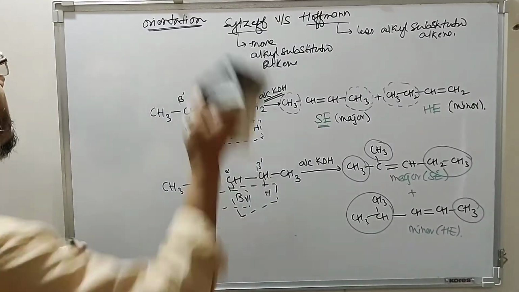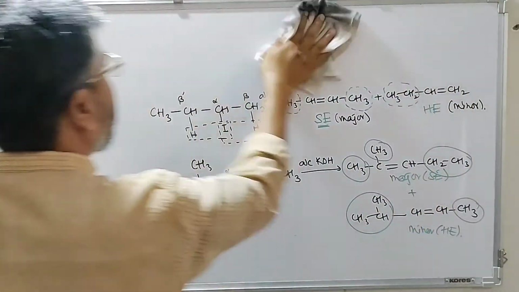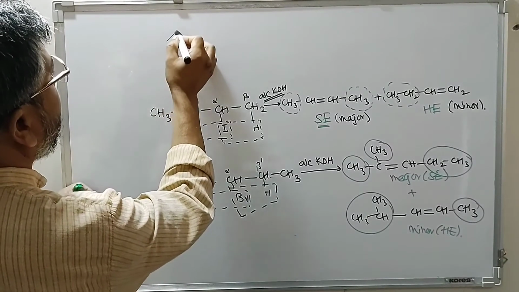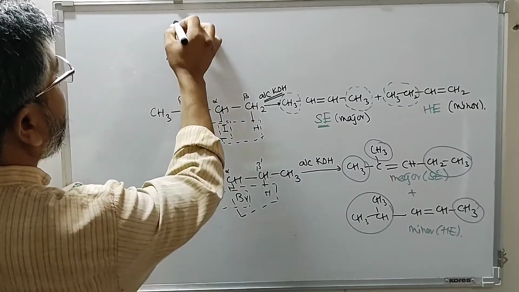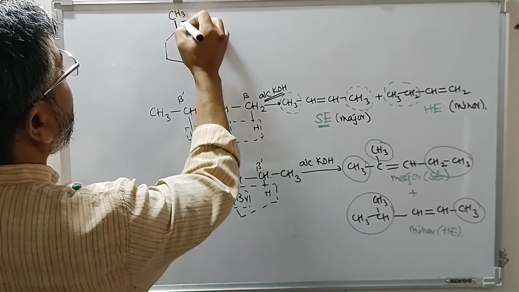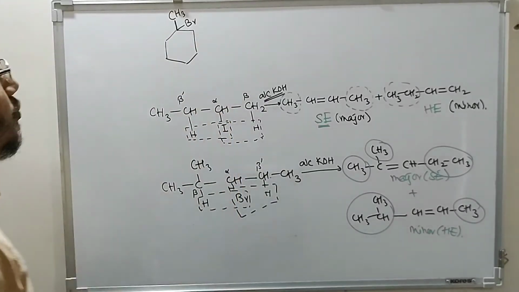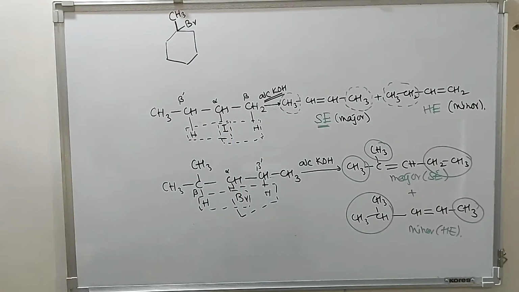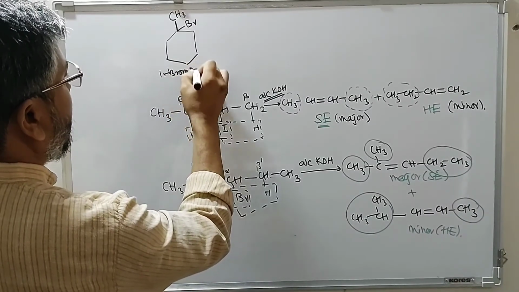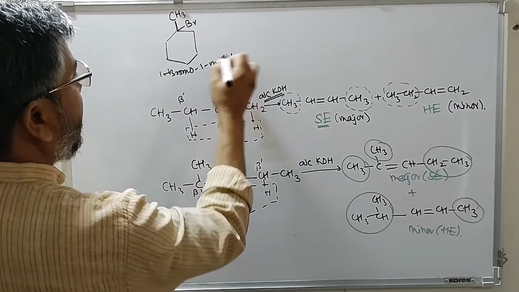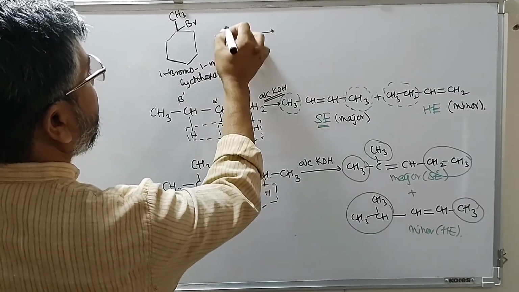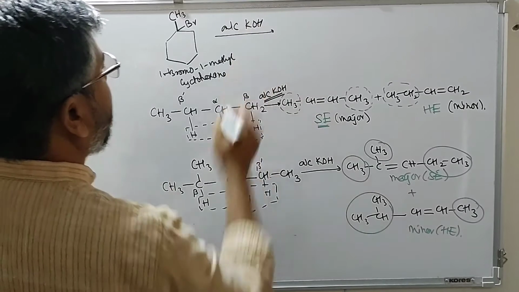So for a normal E2 reaction, please make sure the more substituted alkene forms as the major product. The problem becomes clear if we take up some more problems here. Take this: 1-bromo-1-methylcyclohexane. If this is to be treated with alcoholic KOH, now look at this.